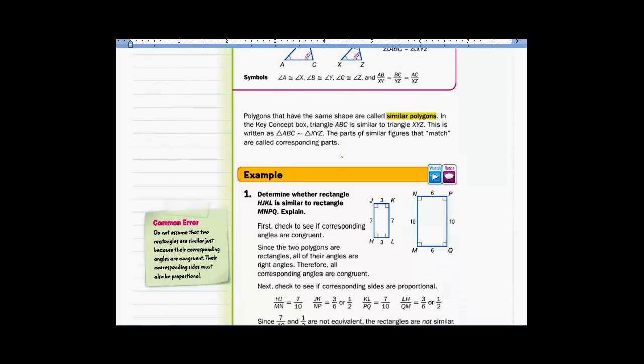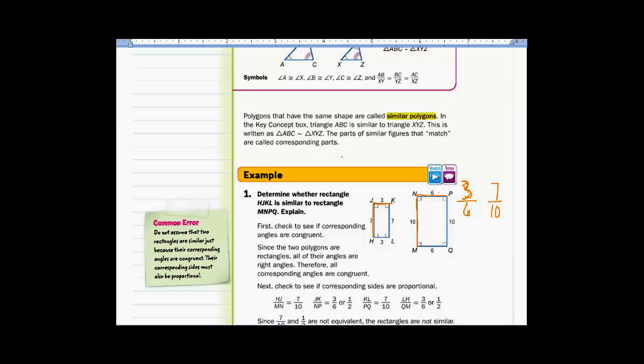Determine whether rectangle HJKL is similar to rectangle MNPQ and explain. So we had talked about comparing small to big last time. I would still stay with that theory. Do corresponding sides. Small is to big. 3 is to 6 as 7 is to 10.